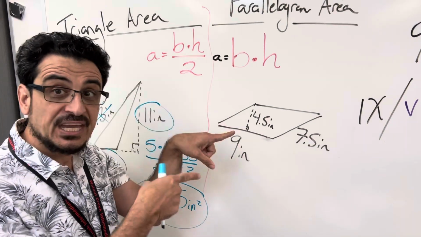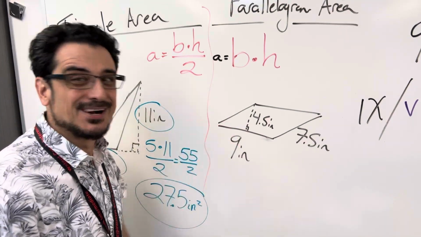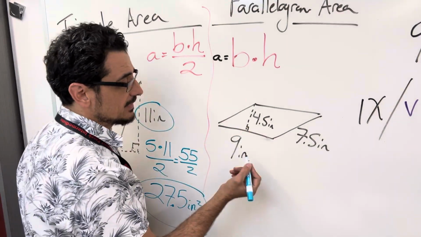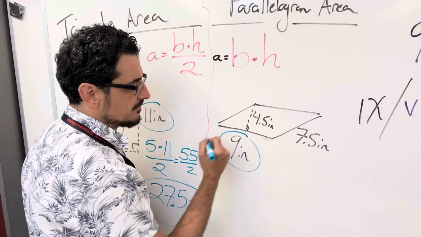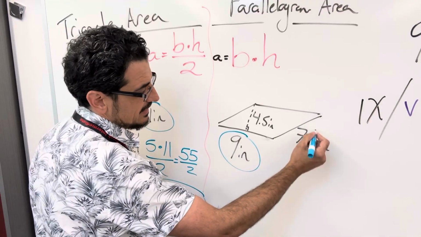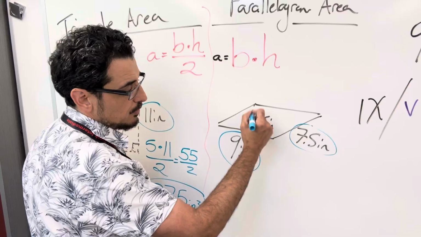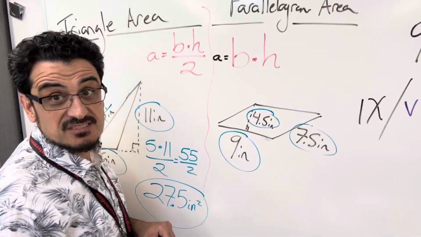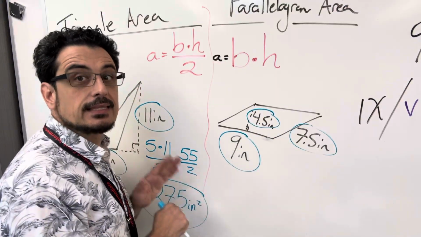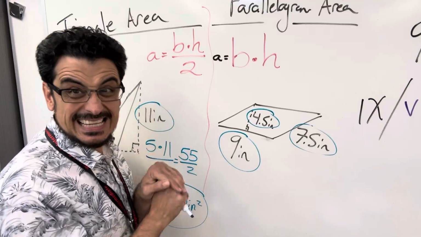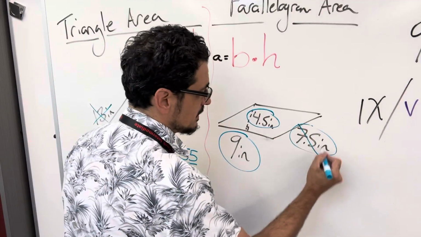Let's go over to a parallelogram, okay? So here's a parallelogram. This parallelogram has a base of 9. It has a slanted height of 7.5 and a perpendicular height of 4.5 inches. Now, one of these things is not like the other, and I don't want to use it. Slanted height, I don't want to use it. So I'm going to cross that out.